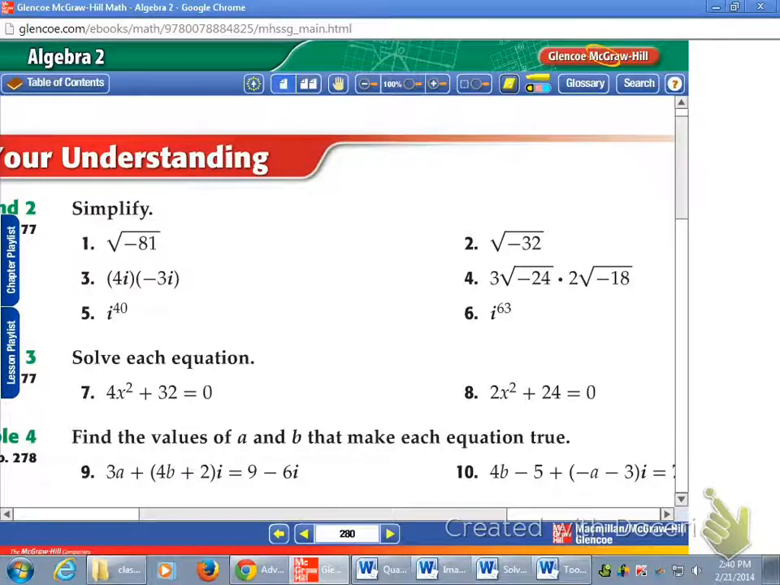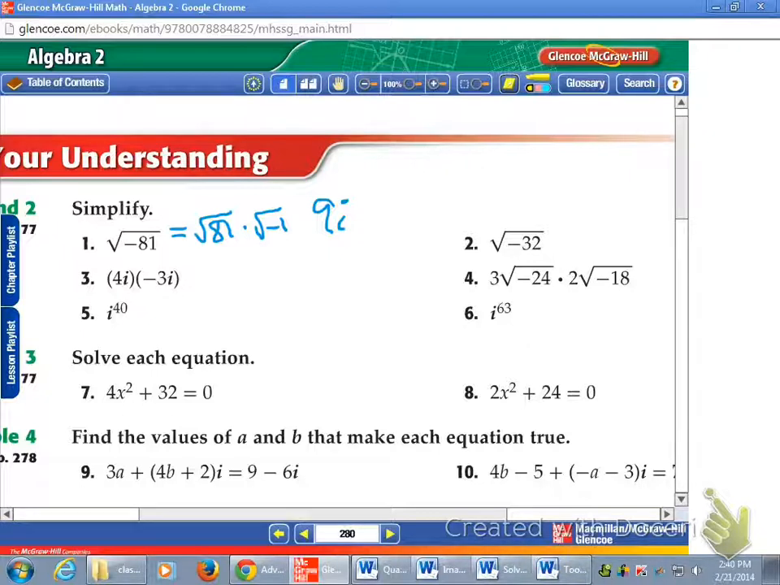Okay, so let's play around. I've got square root negative 81. You recognize 81 is perfect, right? So rewrite it as square root 81 times square root negative 1. So what's my answer? 9i. That's right, it's 9i. Not too bad.